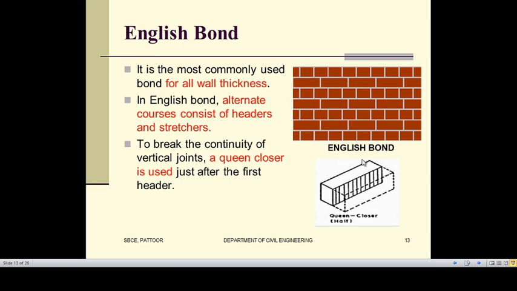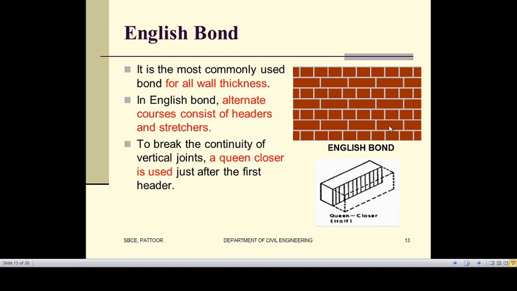What is a queen closure? A queen closure is formed by cutting the brick longitudinally, and the length of the queen closure is equal to the length of one full brick, whereas the width of the queen closure is half the width of one full brick. So in English bond, for the stability of the masonry, we need to stagger the vertical joints, and to do that we use queen closure. This queen closure is used just after the first header. Wherever the header is placed, just after the first header we place a queen closure to stagger the vertical joints.